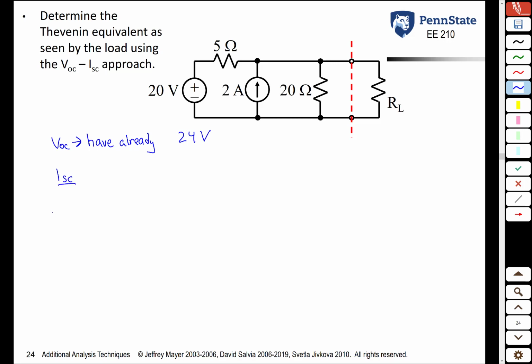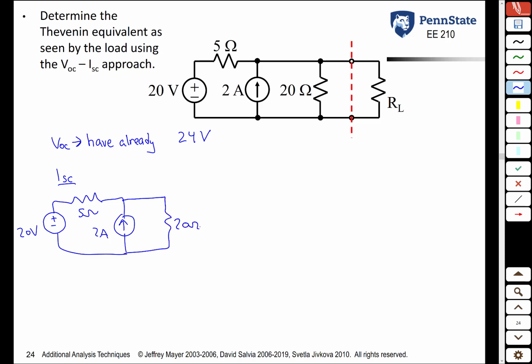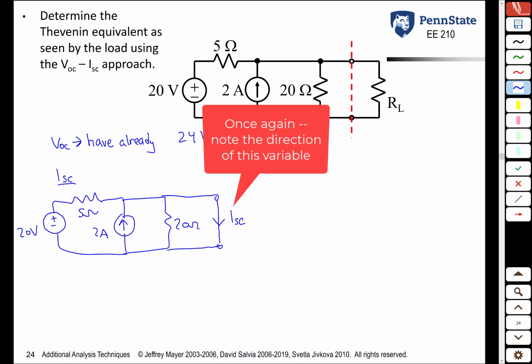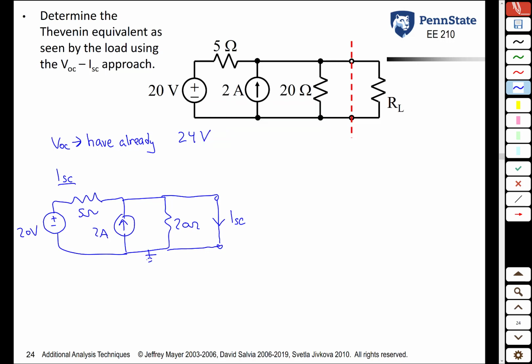So to find ISC, you take the same circuit model, 20 volt source, 5 ohm resistor, 2 amp source, another 20 ohm resistor. But now, rather than leaving these terminals open and measuring the voltage, we're going to short them together and measure this current, which we're going to call I sub SC. So let's do this analysis. If I put ground here, notice because of the short circuit, the voltage there is 0 volts.